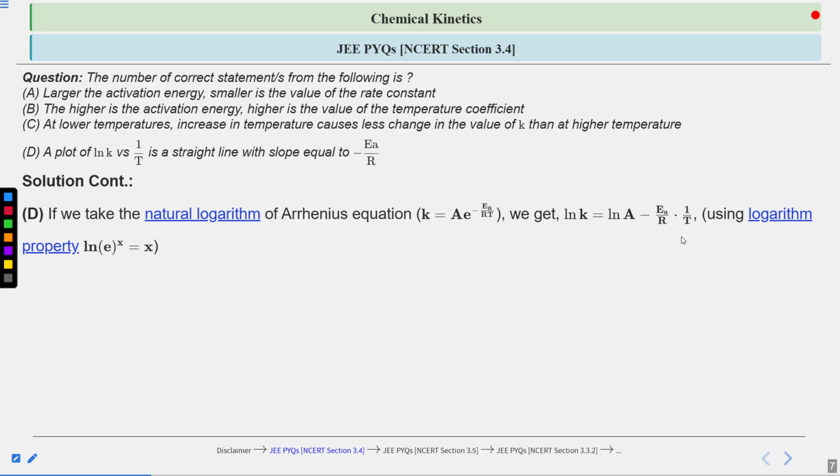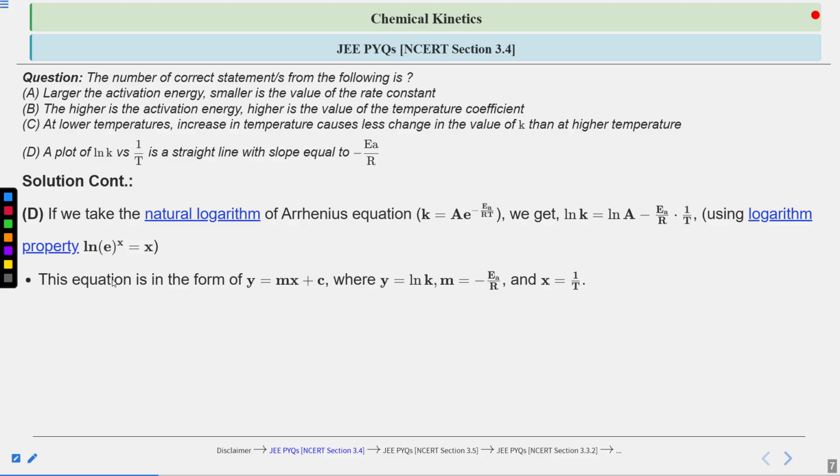I hope you understand this logarithmic property which we have applied here when we are taking the natural logarithm of the Arrhenius equation on both sides. If you have any doubt, you can ask in the chat box, please. I will try to clear it up.